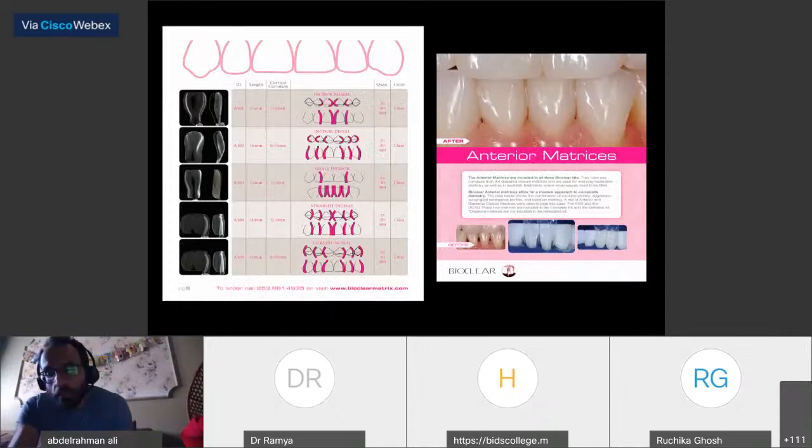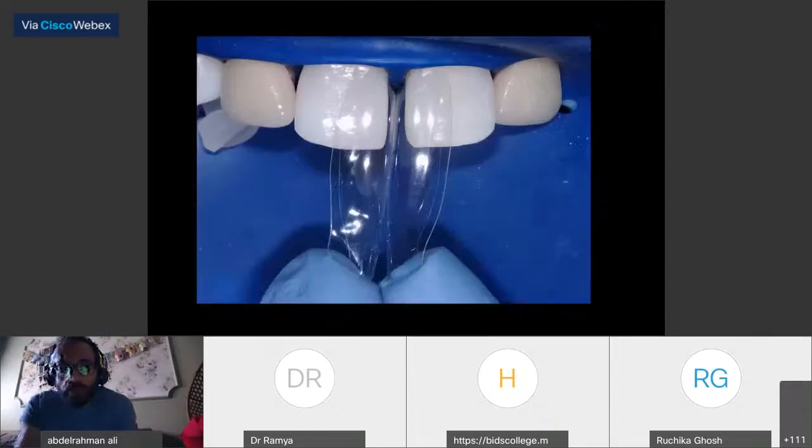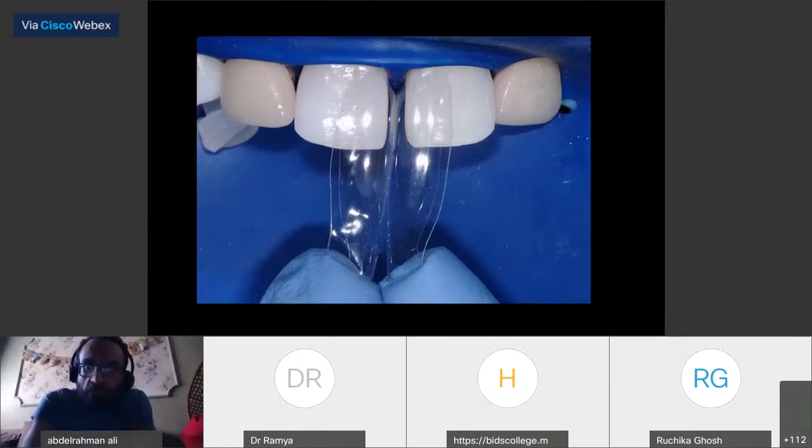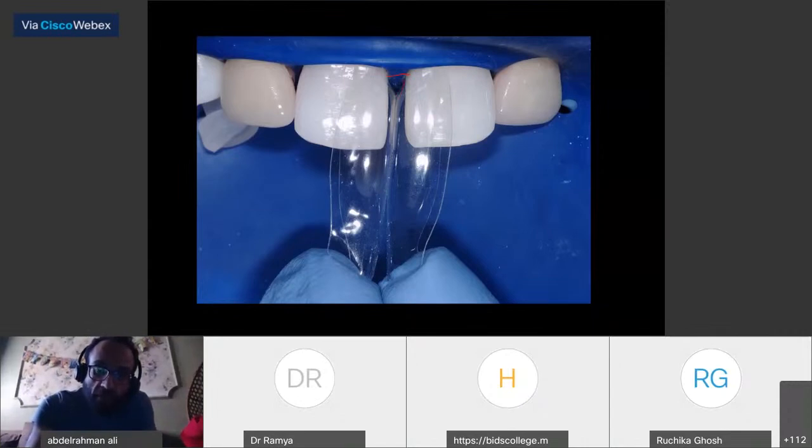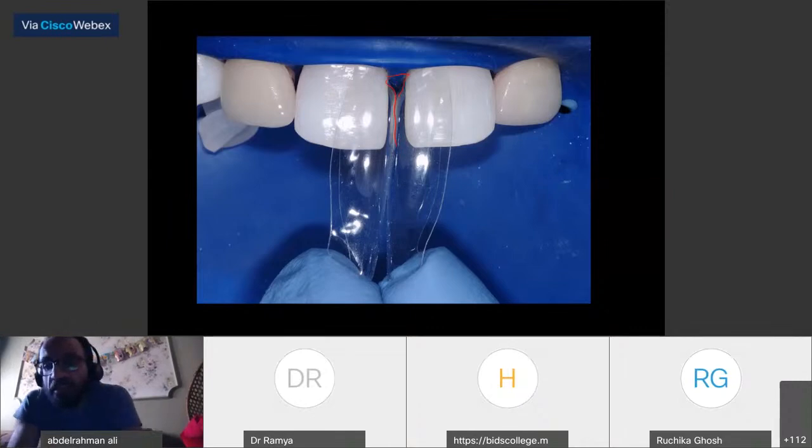So how to adjust our matrices? Here, it's a space between the two centrals. It might be caused by caries, it might be caused by non-caries. And we have to get the proper emergence profile like here. Pink or green, for sure green. You have to use a green.